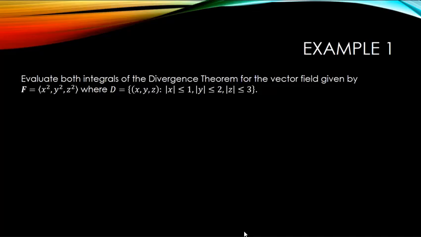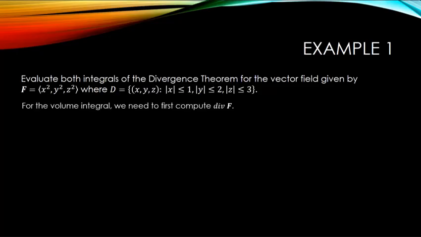I want to evaluate both integrals of the divergence theorem for the vector field given by F equal to a vector with components x squared, y squared, z squared, where D is the set of all points x, y, z, such that the absolute value of x is less than or equal to 1, the absolute value of y is less than or equal to 2, and the absolute value of z is less than or equal to 3.